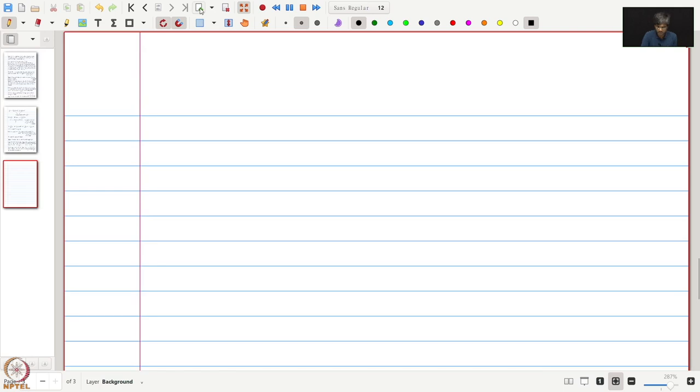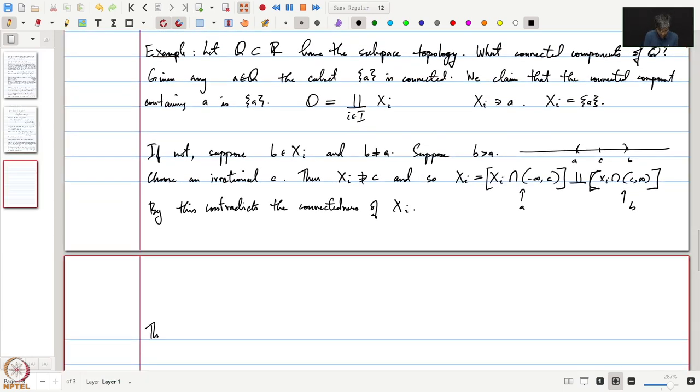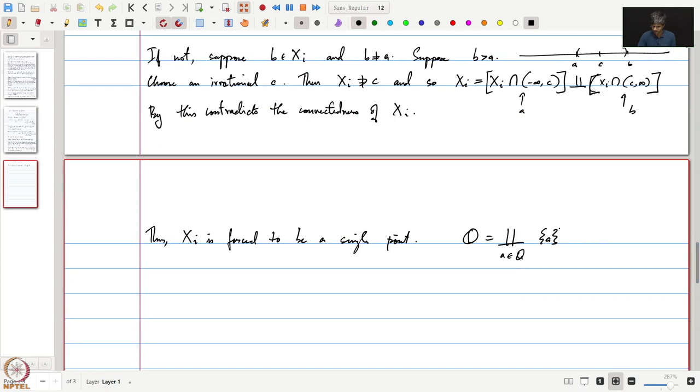So thus, Xi is forced to be a singleton, a single point. Therefore, all the connected components are just {a} for a in Q. So this is the decomposition into connected components.